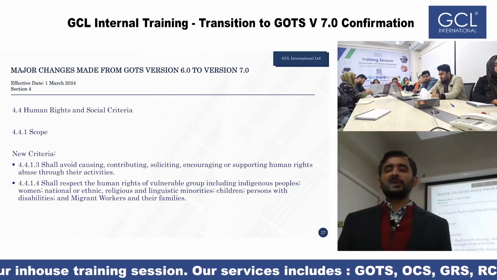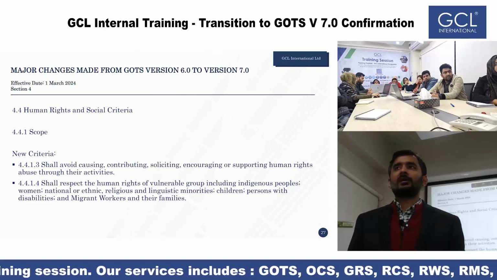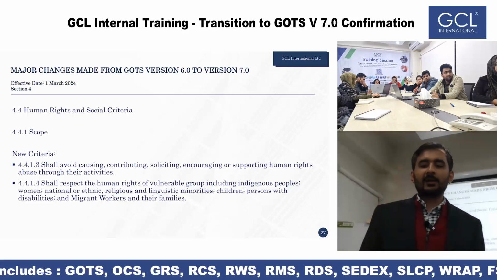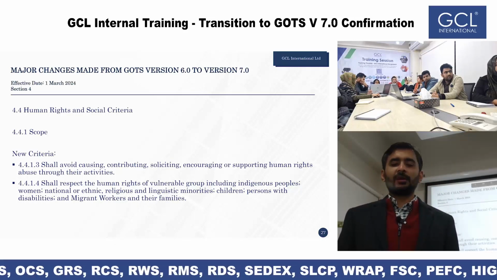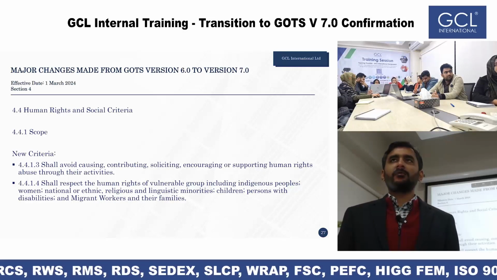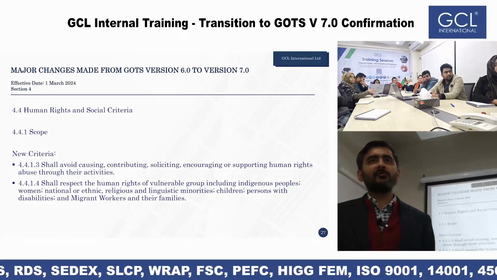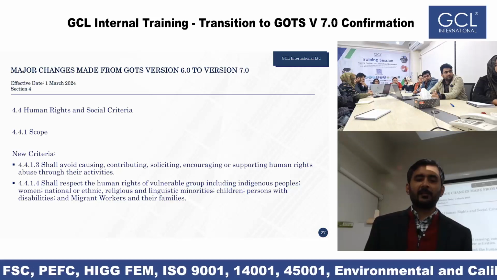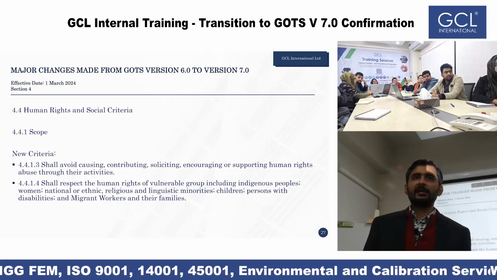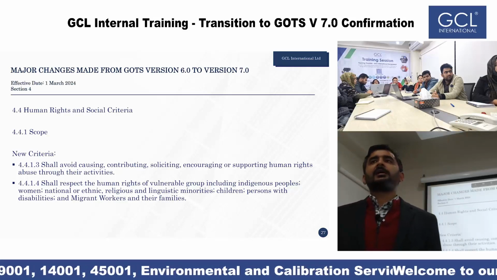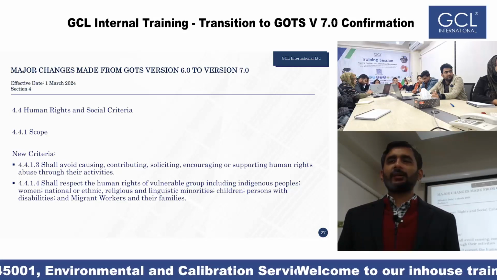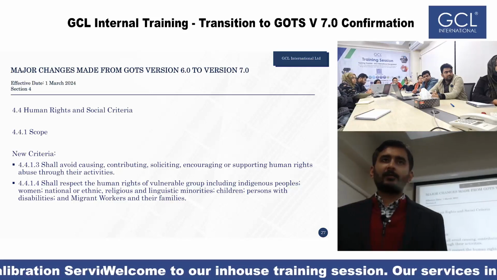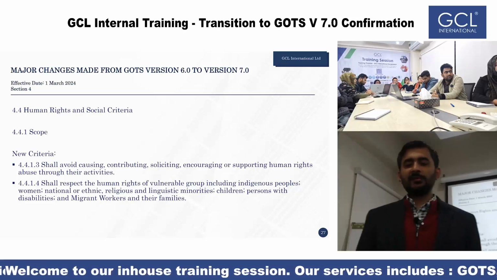First thing is that in social criteria they have expanded the scope for the application of the GOTS social requirements. In that scope they have added vulnerable and migrant workers. As examples of vulnerable and migrant workers we can say pregnant workers, expecting mothers, children, migrant workers. All those workers are added in GOTS version 7.0 so that the social criteria requirements can be equally applied to all vulnerable workers.